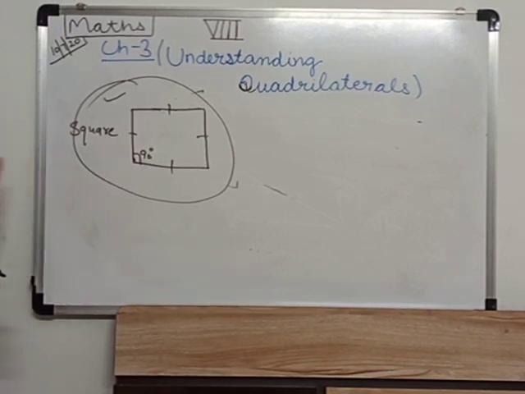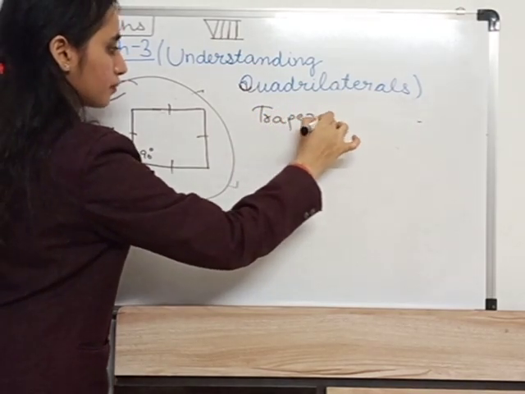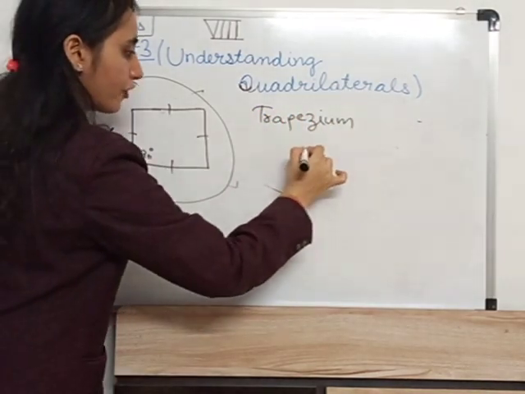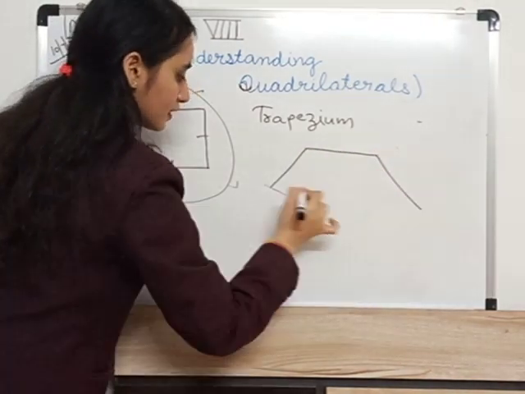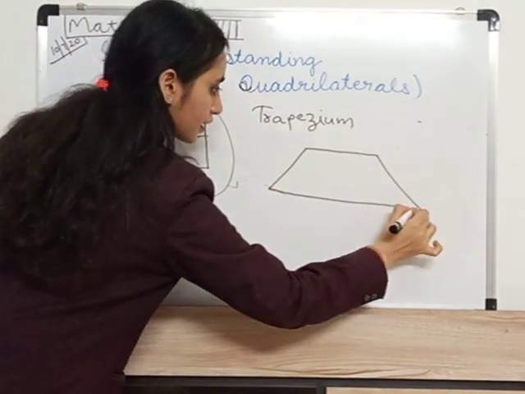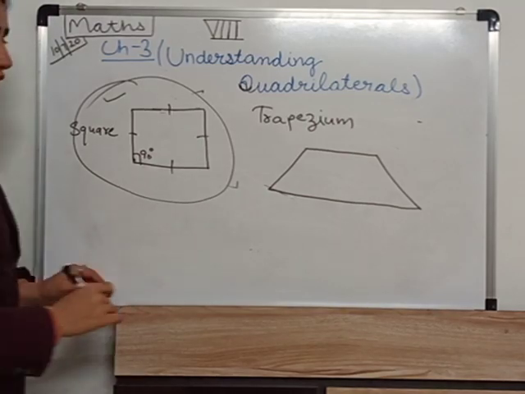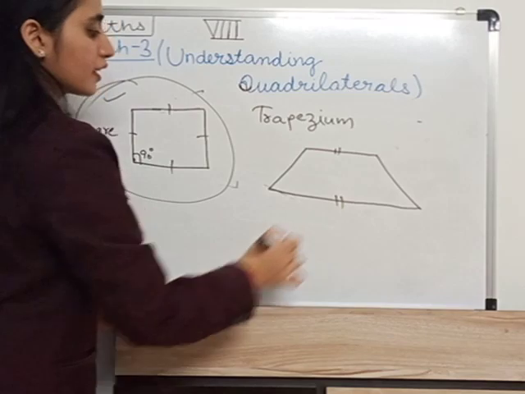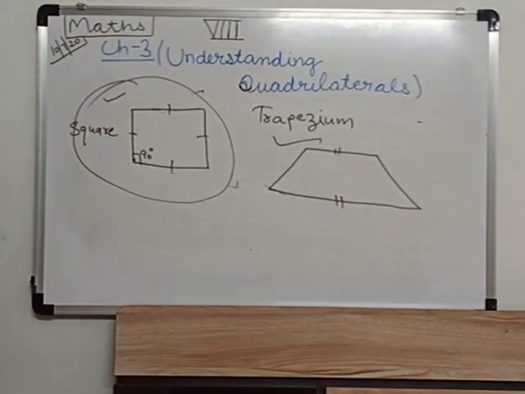And the square satisfies all the properties of parallelogram, rhombus and rectangle. Okay. And what is the shape of trapezium? Shape of trapezium is like this. One side is smaller, other side is greater, but in this one pair of opposite sides are parallel. This is the shape of trapezium.